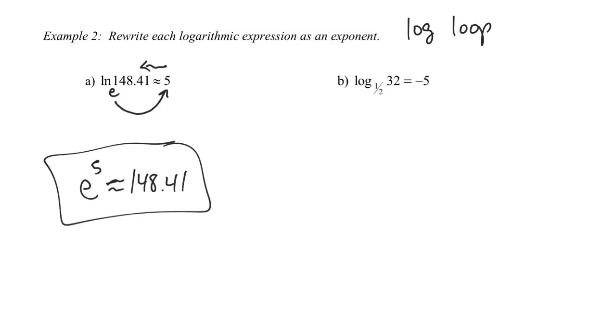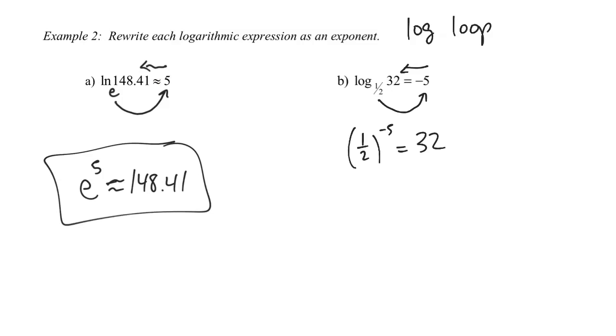Okay, letter B, this is a base 1/2 logarithm. Log base 1/2 of 32 is equal to -5. I'm going to start by working my way from the base to the exponent. So 1/2 to the -5th is equal to 32. And that's what that will be in exponential notation.